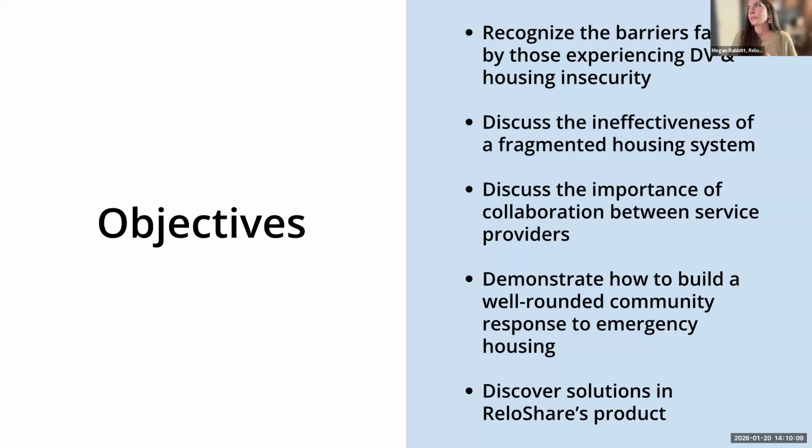The objectives of today's call really are to recognize the barriers faced by those experiencing DV and housing insecurity. We will discuss the ineffectiveness of a fragmented housing system, and I know that a lot of you on this call will be able to relate to those examples. Discuss the importance of collaboration between service providers, demonstrate how to build a well-rounded community response to emergency housing. And then, of course, we'll end it wrapping up with how ReloShare's tools may be able to be a solution for you all.